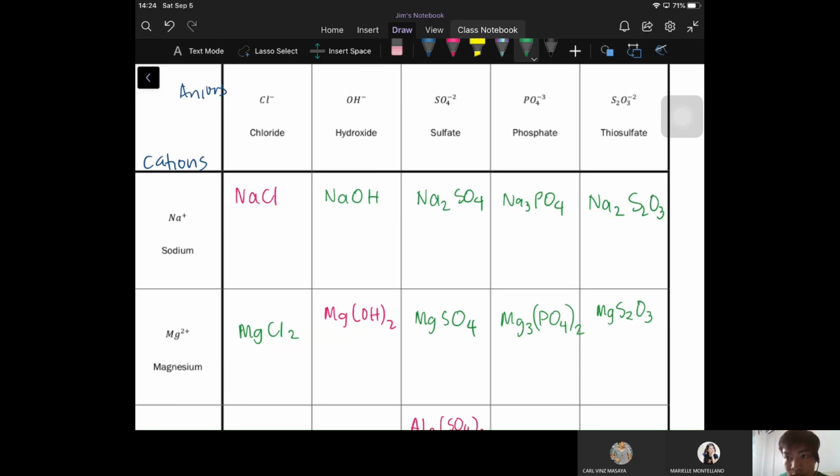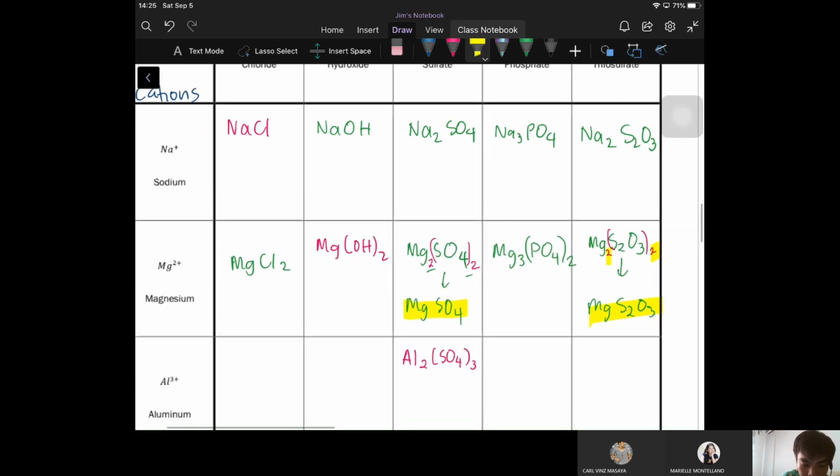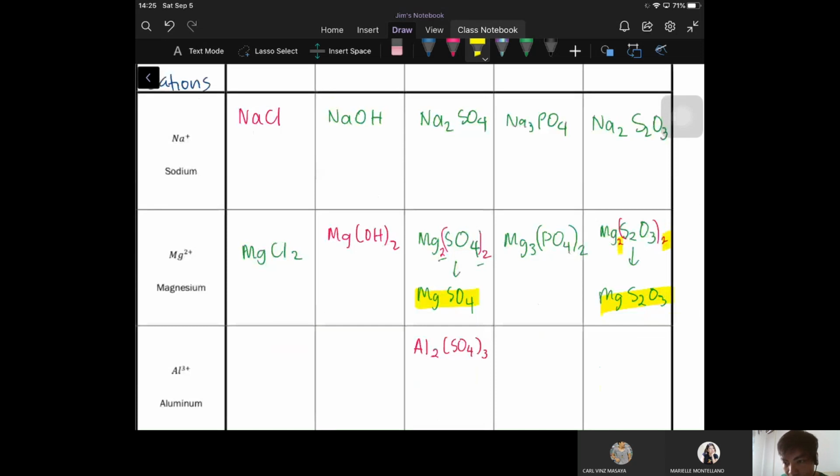Basta yung subscripts, they can be reduced to empirical formula. Pwede yan, no? So, keep in mind lang na hindi ito yung final answer. The final answer is yung walang 2, so MgSO4. Ganun din dito, hindi ito yung final answer. Final answer would be the reduced form, MgS2O3, kasi yung subscript nila, same lang. Okay? So, yan yung final answers. Ayan, so may question na or okay naman na?